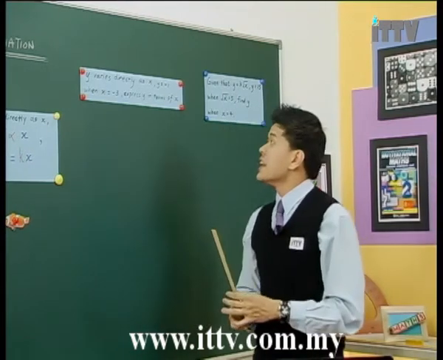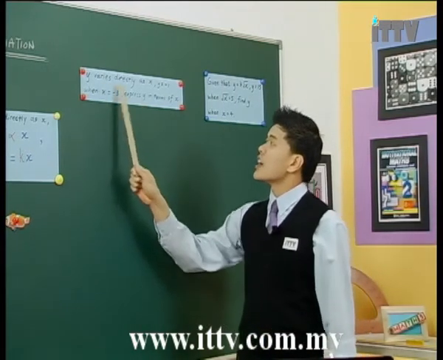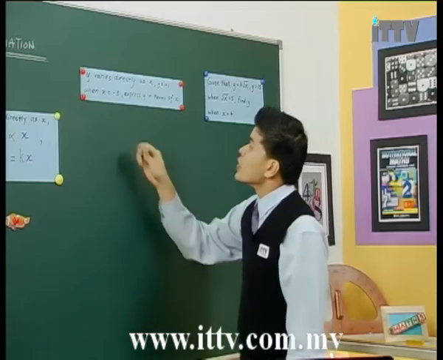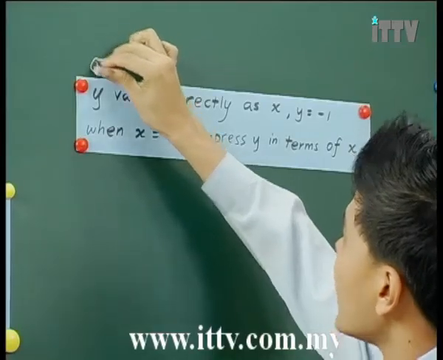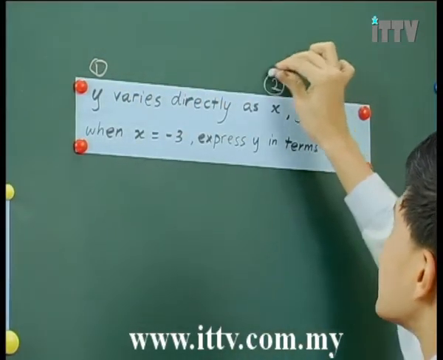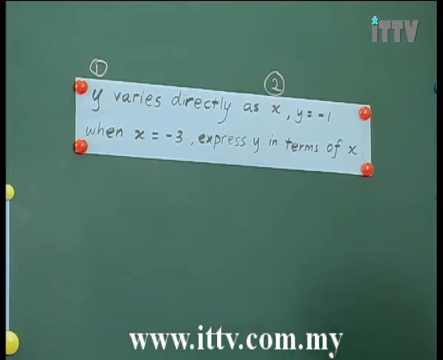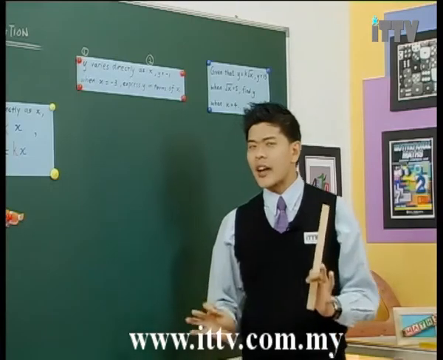Alright guys, let's read again. I've managed to simplify the question. Y varies directly as x. So you know that Y is my first quantity and X is my second quantity. So remember, y varies directly as x.